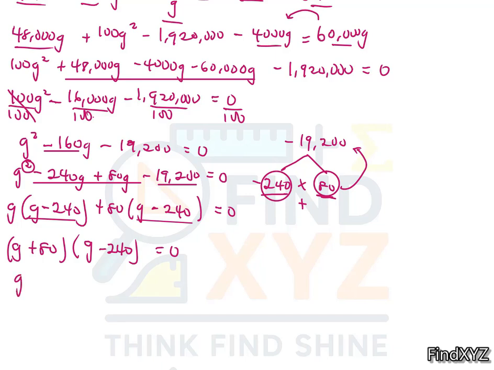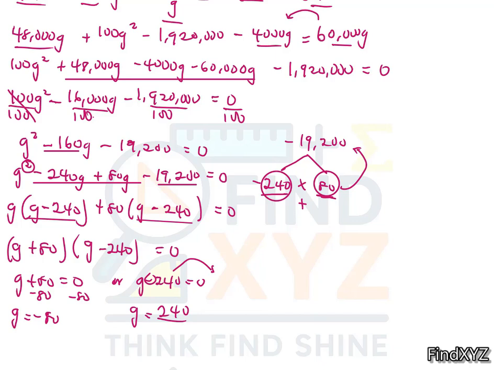So we have g plus 80 should give us 0. Subtract 80 from both sides. g is equal to negative 80. Or g minus 240 is 0. So we have g to be equal to 240. When we move this to this side, the negative will change to positive. So we have two values for g.